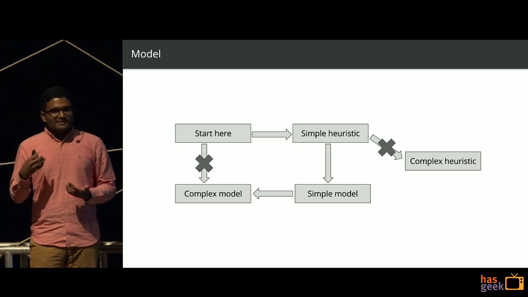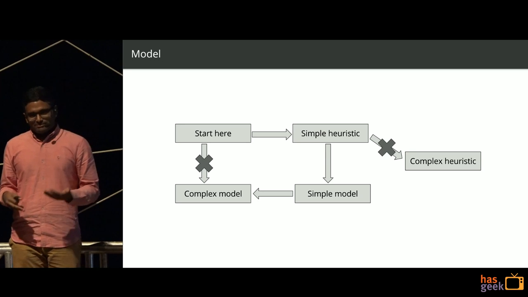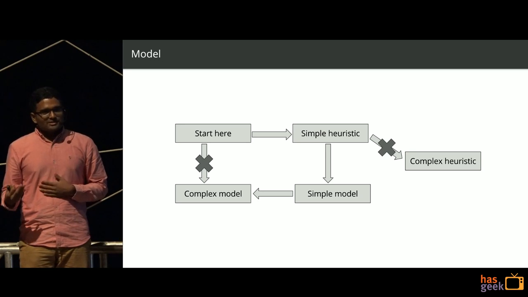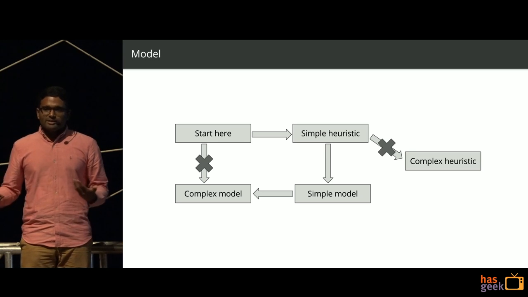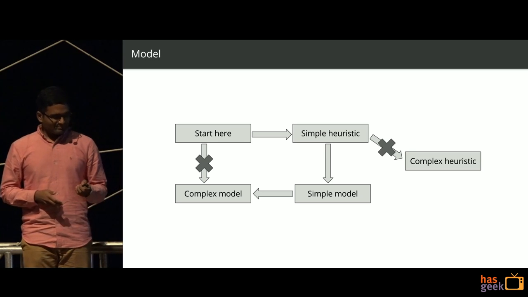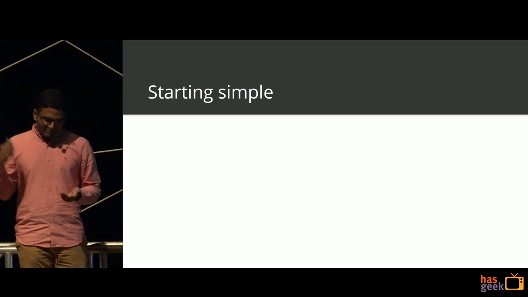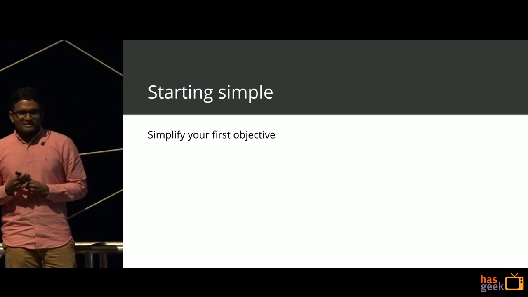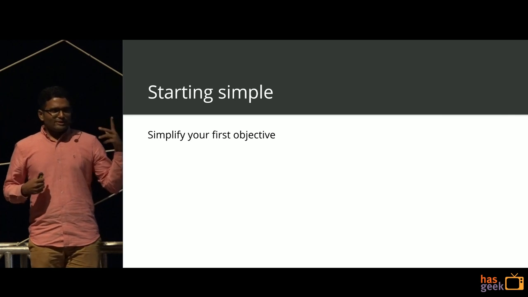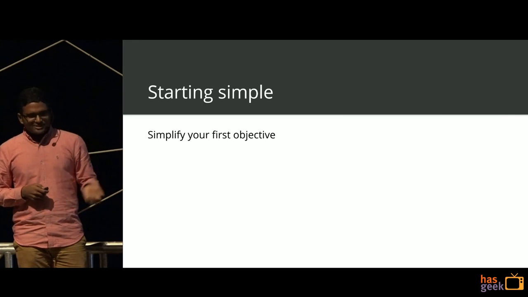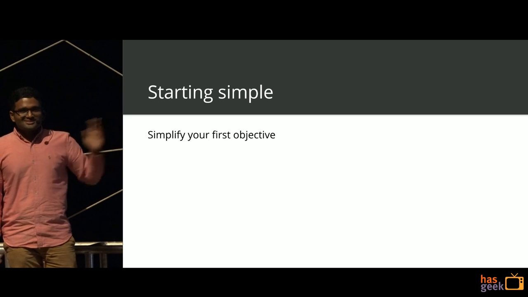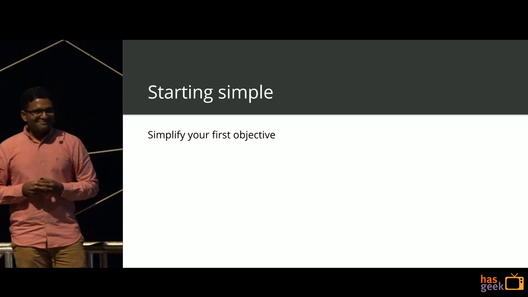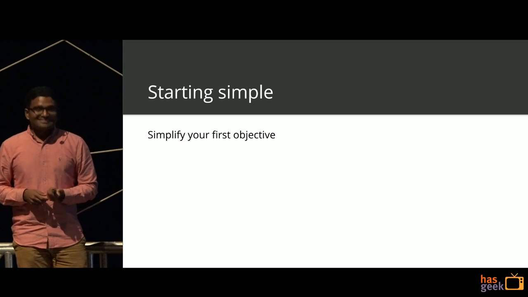So the idea is that not everything needs to be perfect from day one. Maybe you start with a heuristic, and then eventually you start realizing the limitations, and from there you can start taking things forward. So again, driving home the point, starting simple. Simplify your first objective. And what do I mean by that? When you ask a startup, like a small company, what's your aim? To make the world a better place, right? Fortunately, we can't optimize that. Unfortunately, feeding that into the model gives us a bad answer.